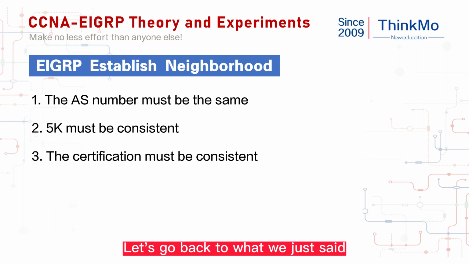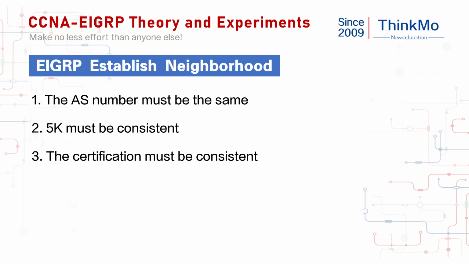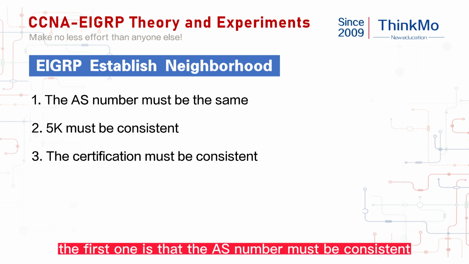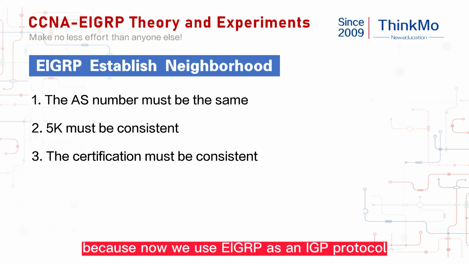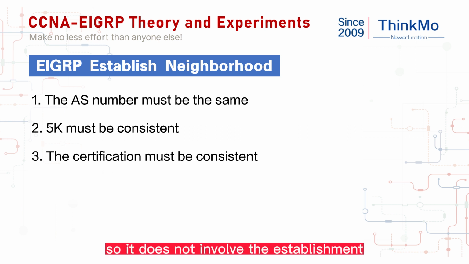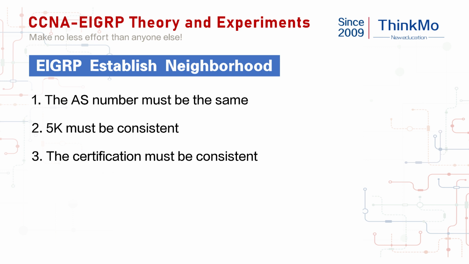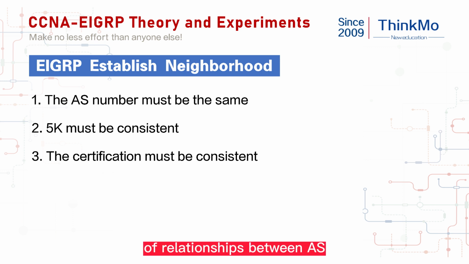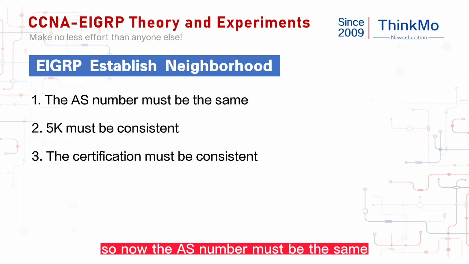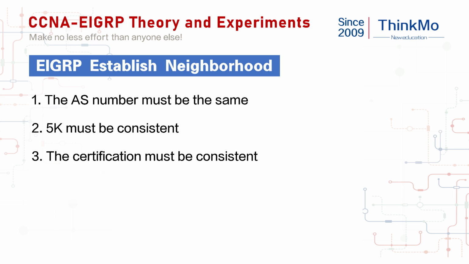Let's go back to what we just said. EIGRP now wants to establish neighbors. Establishing a neighbor is conditional. There are 3 conditions. The first one is that the AS number must be consistent. Because now we use EIGRP as an IGP protocol, it does not involve the establishment of relationships between ASes, so the AS number must be the same.